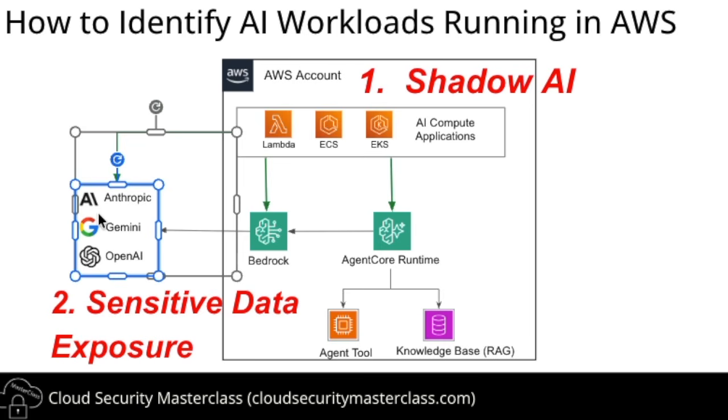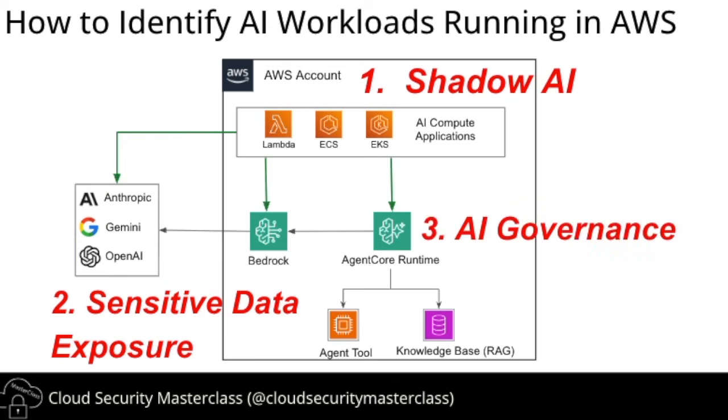If you don't know which applications are making these calls, it's extremely difficult to assess or reduce that risk. And third, AI governance. Maybe your organization requires Bedrock guardrails. Maybe prompts must be logged. Maybe every model invocation has to go through an approved AI gateway. Those are all great controls, but they only work if you know where your AI workloads actually are.